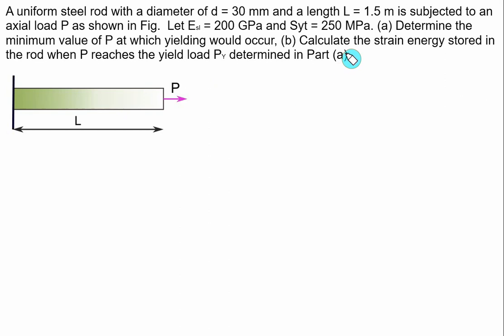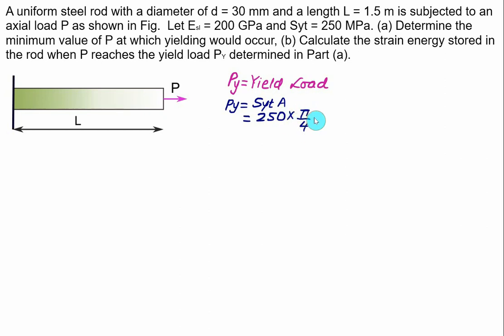Calculate the strain energy stored in the rod when P reaches the yield point in part A. Let Py represent the yield load, then the value of Py will be the same as the value of SYT multiplied by the area A. In this case we have SYT equal to 250 Newton per mm square.